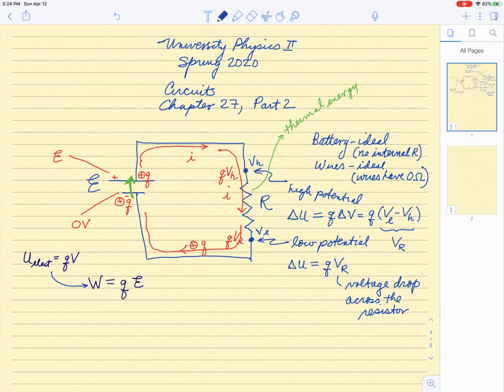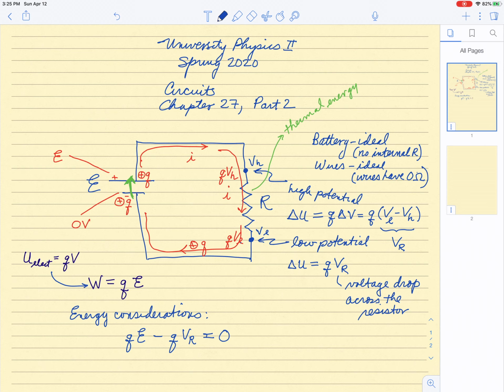So if we write this down using energy considerations. Okay, so as the charge moves from zero energy to the high energy side of the seat of EMF, it actually has an energy now of Q times script E, and then it lost an energy associated with the voltage drop across the resistor, which is going to be Q times V sub R, and then the charge winds up on the other side of the resistor to start this process all over again.